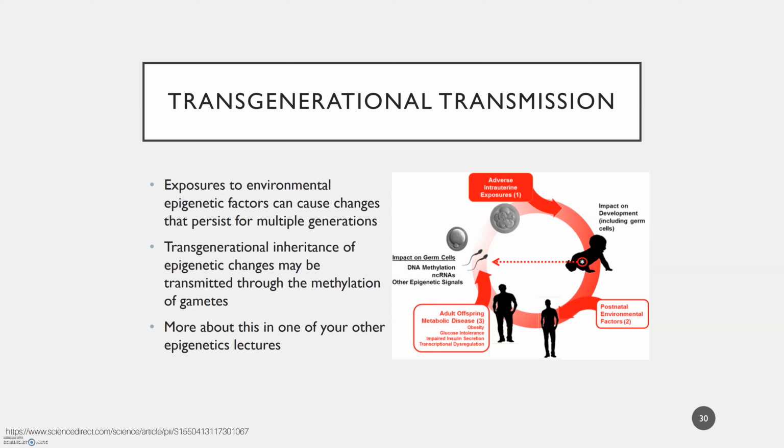Finally, in some cases, exposures to environmental epigenetic factors can cause changes that persist for multiple generations. Through historical records, we can see evidence of transgenerational inheritance of epigenetic changes which may be transmitted through methylation of gametes. More about this can be found in one of your other epigenetics lectures.